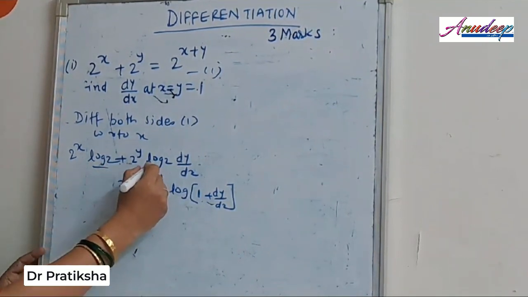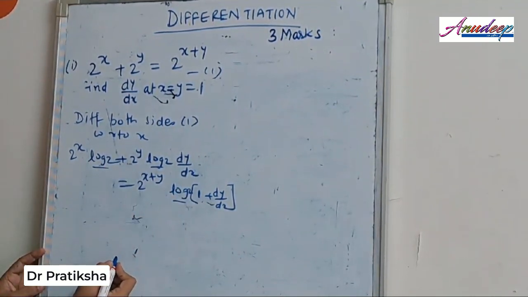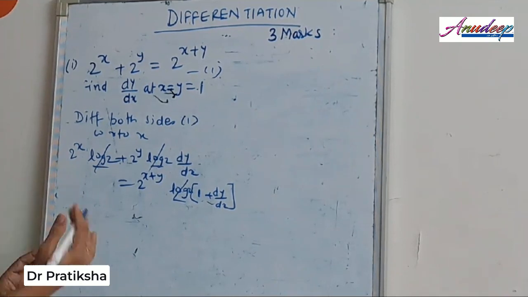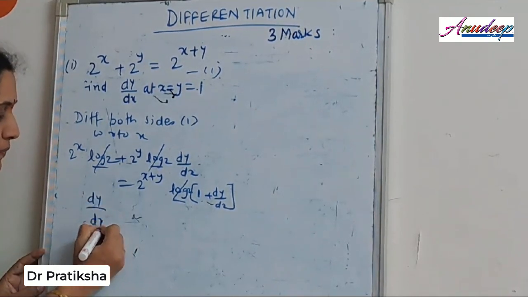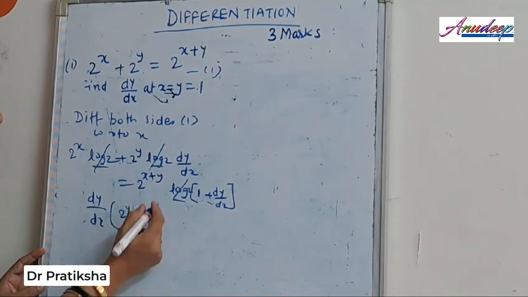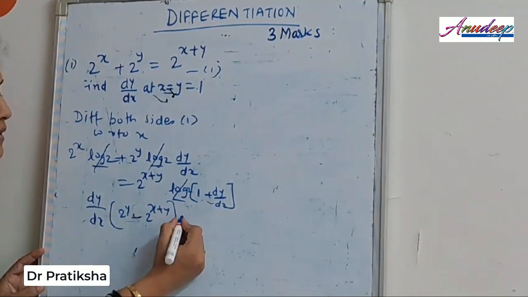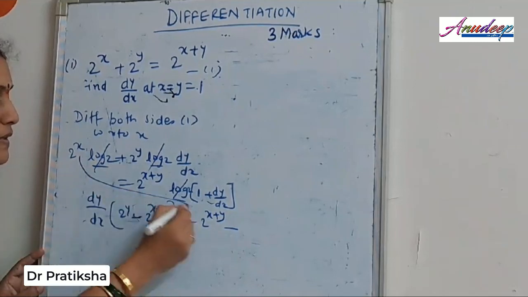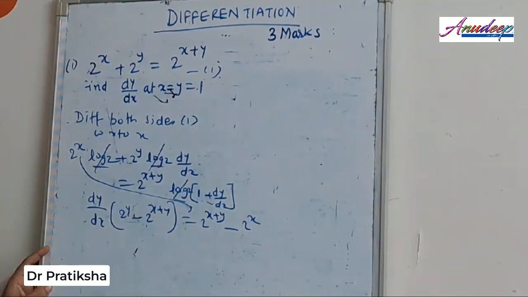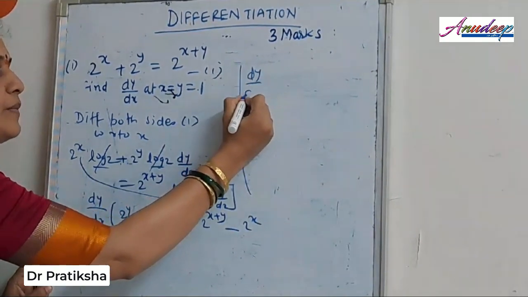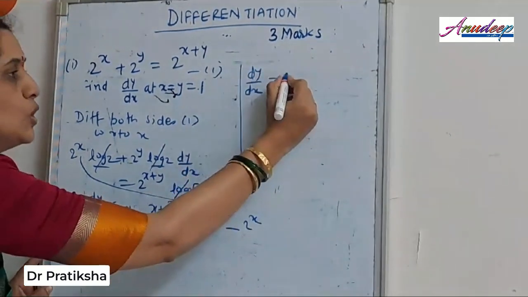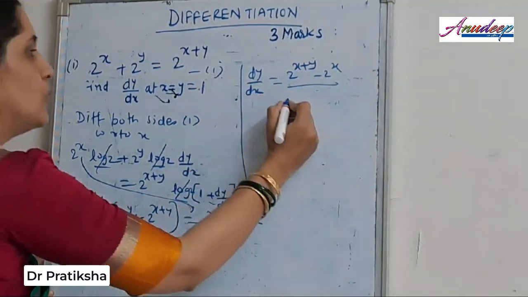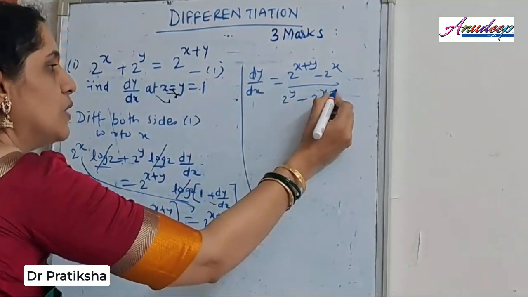Now, as you can see, log 2 is common in all the terms. Let me divide throughout by log 2 and collect the terms of dy by dx on the left hand side. So what you get here is dy by dx into bracket 2 raised to y minus 2 raised to x plus y. It is equal to 2 raised to x plus y into 1, that is 2 raised to x plus y, minus this term 2 raised to x on the right hand side. So what we get for dy by dx is 2 raised to x plus y minus 2 raised to x upon 2 raised to y minus 2 raised to x plus y.